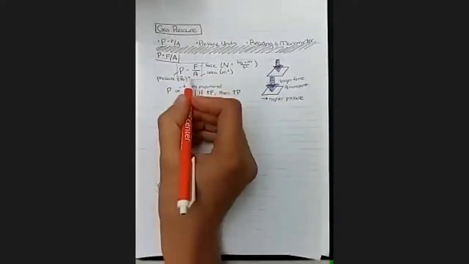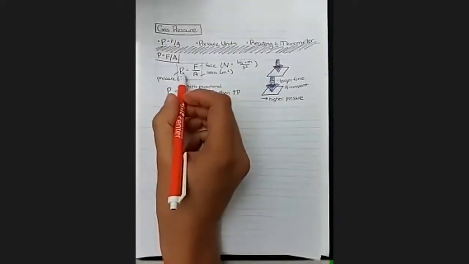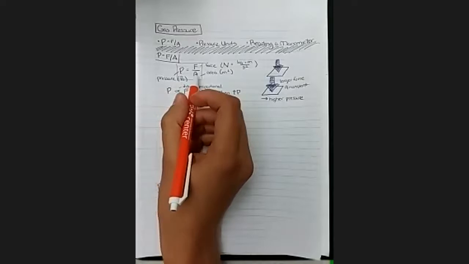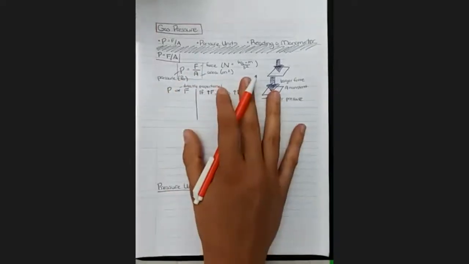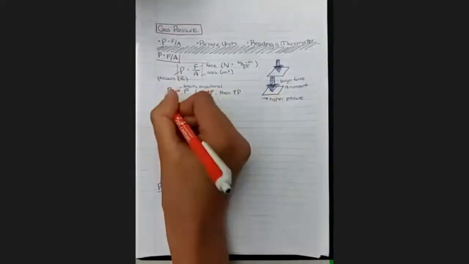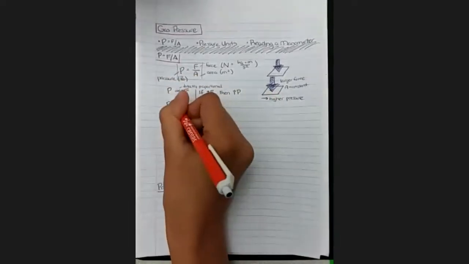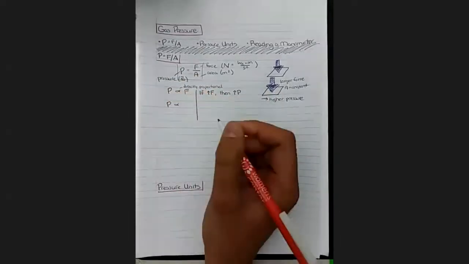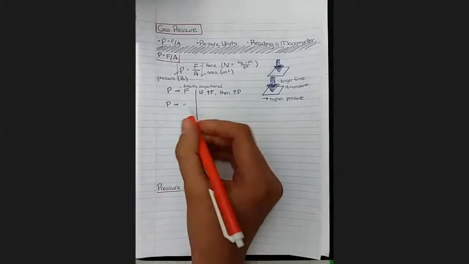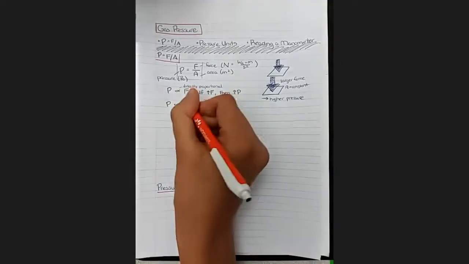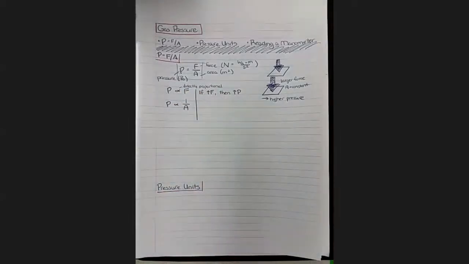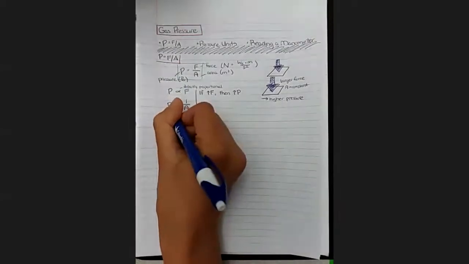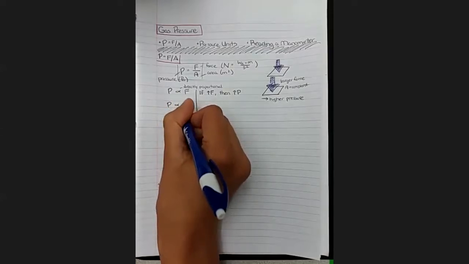And so now let's talk about pressure versus area. Pressure and area are on opposite sides of the equal sign, but one is in the numerator and one is in the denominator. And so that means that these two are inversely proportional. And there isn't a symbol for inversely proportional. So what we say instead is the pressure is directly proportional to 1 over the area.